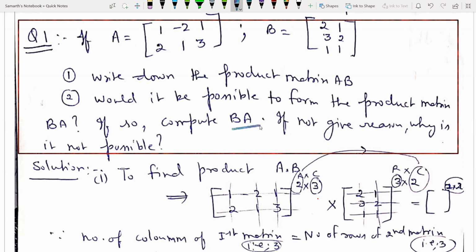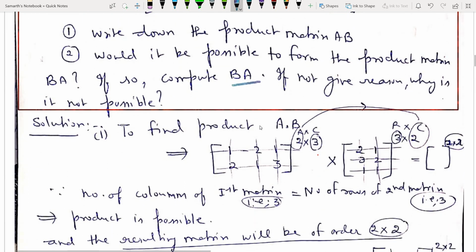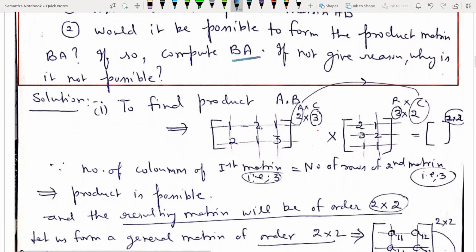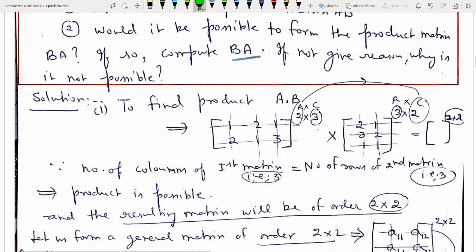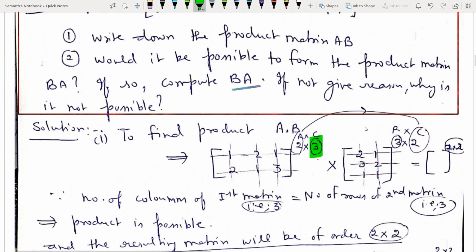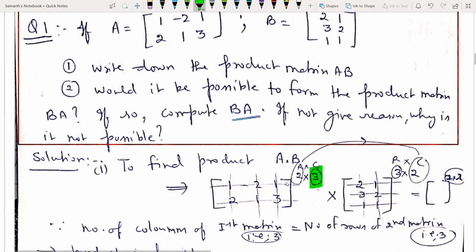So for proceeding with the sum, I have written to find the product AB. First of all, let us write their orders. Matrix A is of order 2 by 3, because it contains 2 rows and 3 columns. Two horizontal lines represent 2 rows, and 3 vertical lines mean 3 columns. So it is order 2 by 3. And the second matrix is of order 3 by 2, because it has 3 rows and 2 columns.